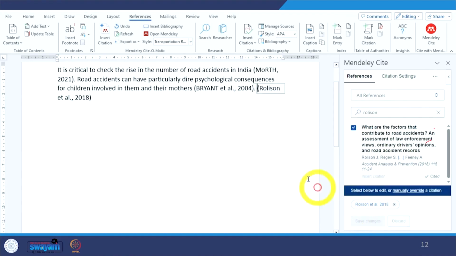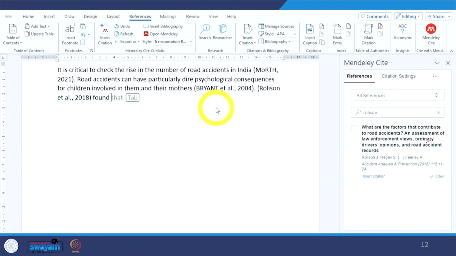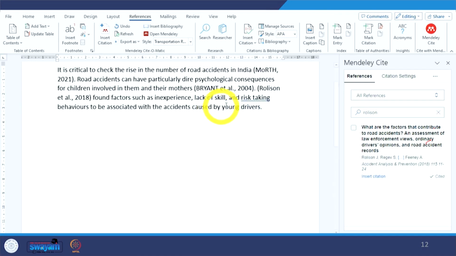And for the third one, we have to write something like this. In this case we will just write that Rawlinson found factors such as inexperience and lack of skill for the young drivers. So, that part is being written. In this case we start with the particular paper and make the statement.